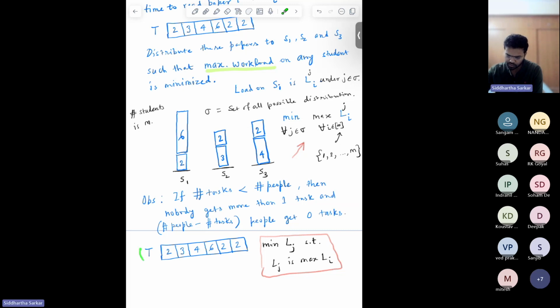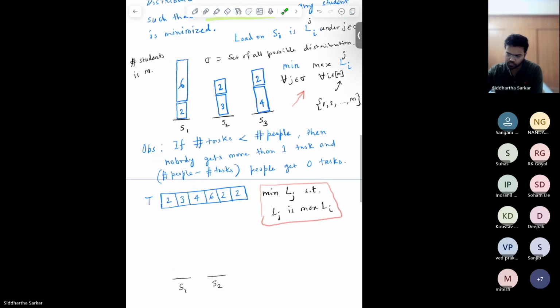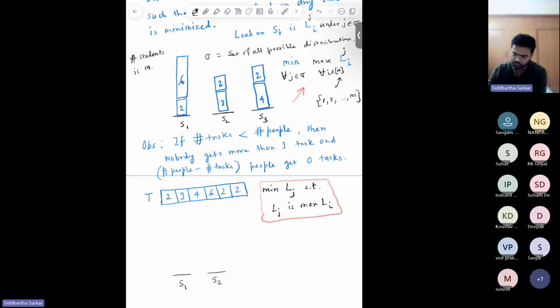Yeah, so somebody was suggesting the strategy that first we will assign the largest job. So we want to assign the largest job to any of these students, right? Yes, sir. So let us say I give this 6 length job to S1. 6 goes to S1. And then what do you do? Then the least loaded will be assigned the next greatest.